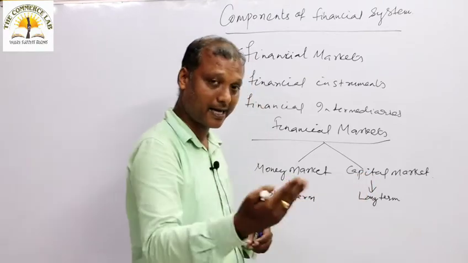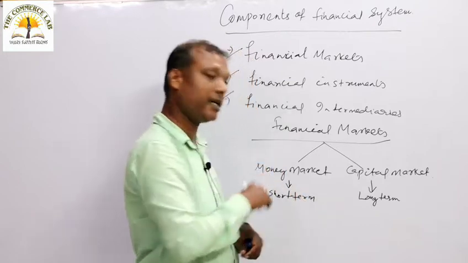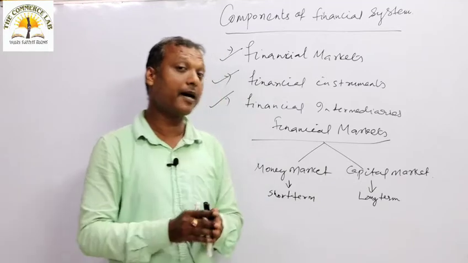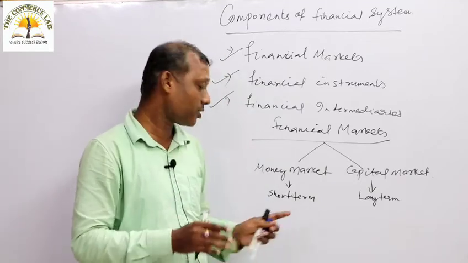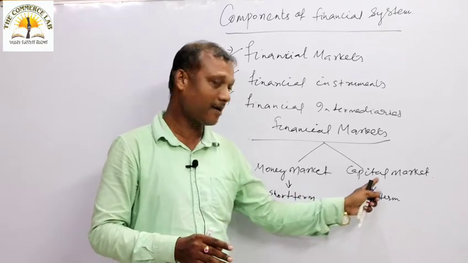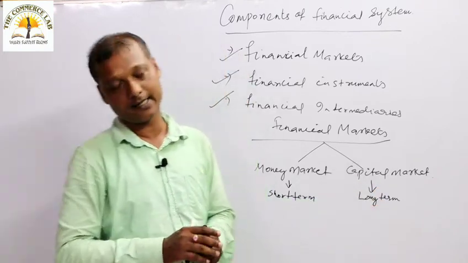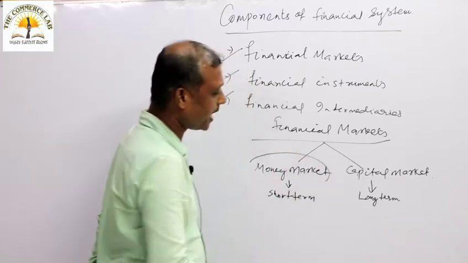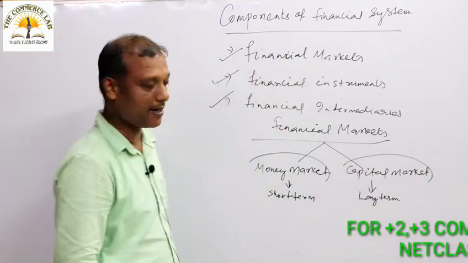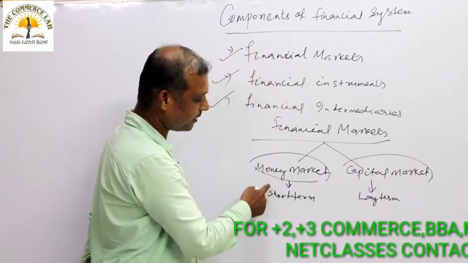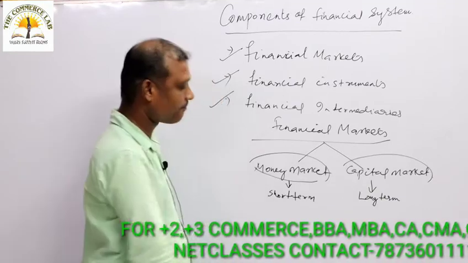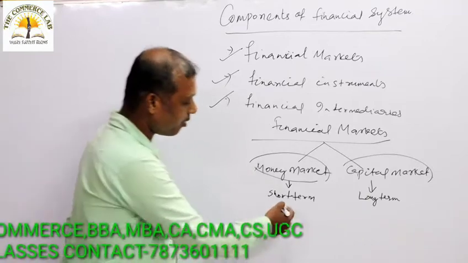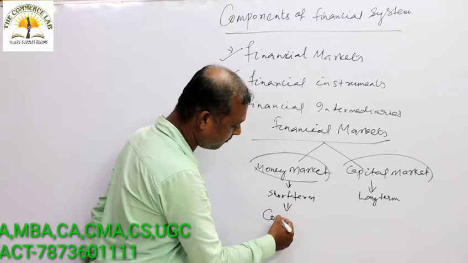We will discuss the capital market in the second part, and for now we will discuss the money market. We can clearly distinguish them on the ground that in the money market we carry out short-term financial transactions, and in the capital market we carry out long-term financial transactions. First we will discuss the money market, then we will proceed to the capital market. As I told you, money market deals with short-term financial transactions, and now we will discuss the components of money market.